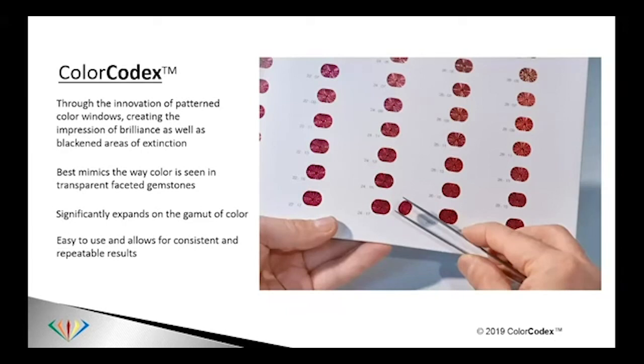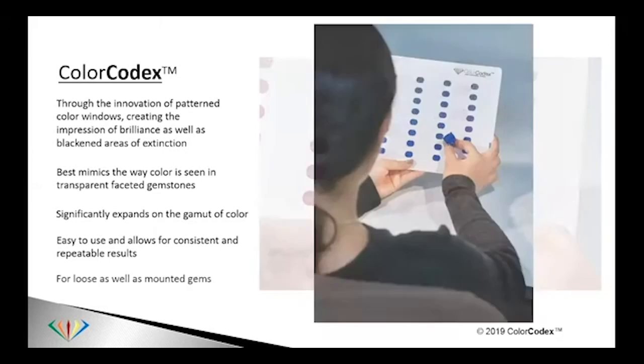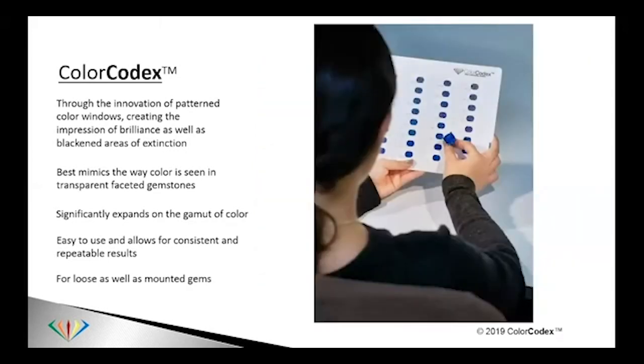Another advantage of the system is we have significantly, dramatically expanded the gamut of color, which we were able to achieve. And it's an observer-based system, so it's easy to use. It's actually quite intuitive once you start working with it. But most importantly, it allows for consistent and repeatable results. It also works equally as well for loose or for mounted items, so it has that versatility as well.